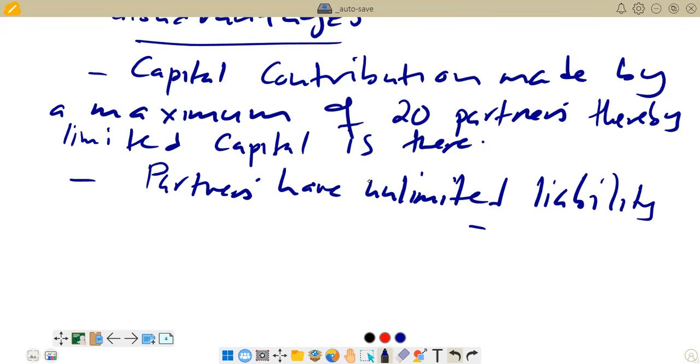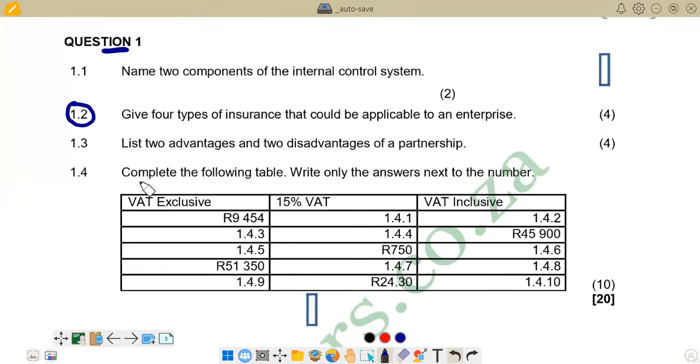So this is what we have in terms of an unlimited liability, which is not there in terms of a company. A company has got a limited liability. So this is what we have in terms of this part of the question, which is 1.3. Then we can move on to see what we have next. So on the next question now, we are now here: complete the following table, write only answers next to the number. So we have got 1.4.1 up to 1.4.10.